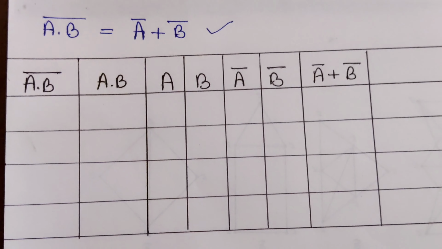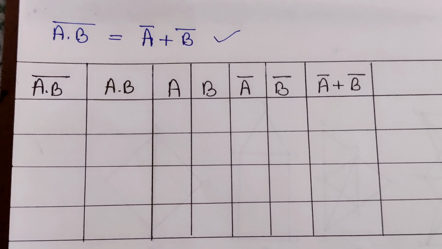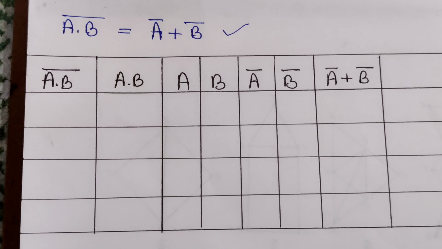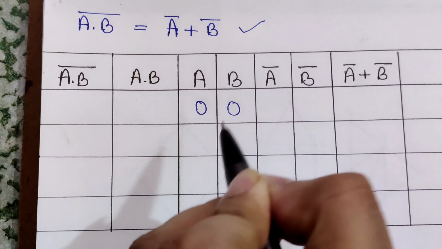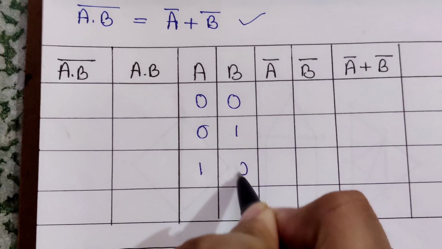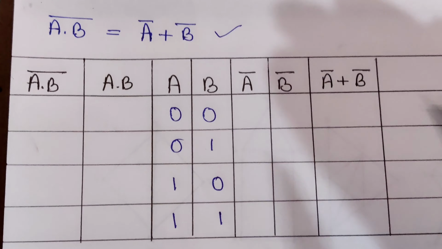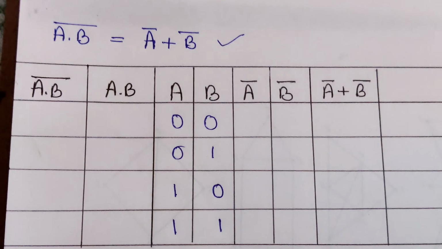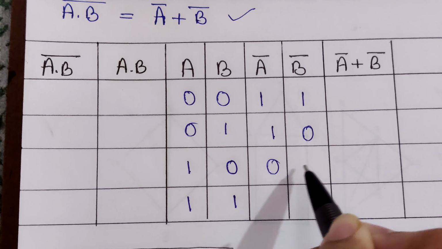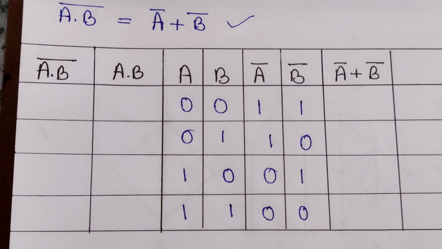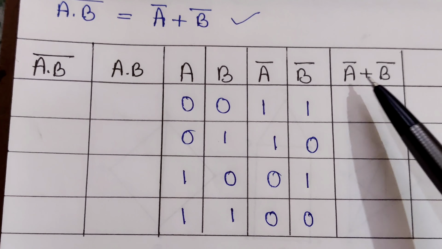Now let's prove this using the truth table. I have already prepared it. Now I'll put the values as before. So I will first put the values of A and B. So these are 0 0, 0 1, 1 0 and 1 1. Now I will first calculate A complement and B complement, just as I have done above. So this will be 1 1, 1 0, 0 1 and 0 0. Now I will calculate the RHS, that means A complement or B complement.